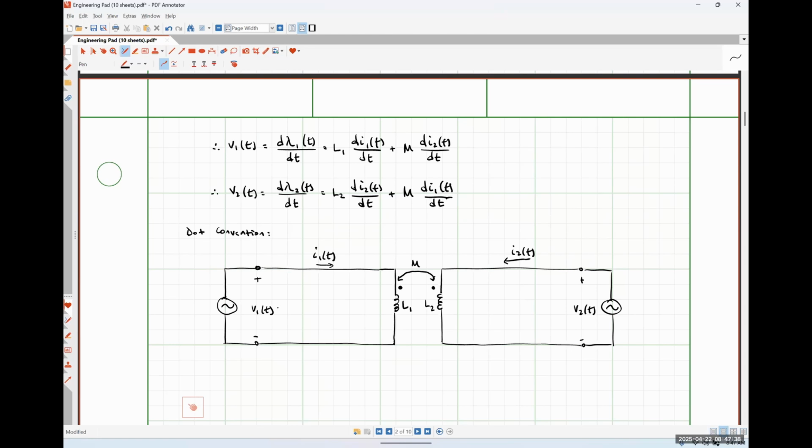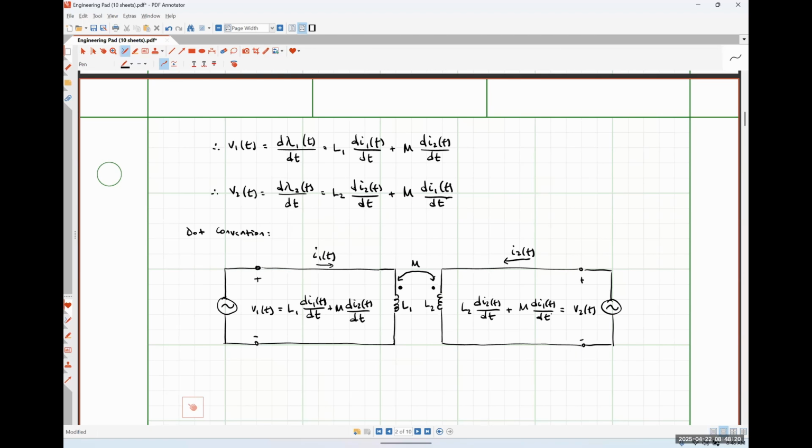And under this specific case, we could say that V1 is going to be L1 di1 by dt plus M di2 by dt. And similarly, over here, we would have V2 is equal to L2 di2 by dt plus M di1 by dt.